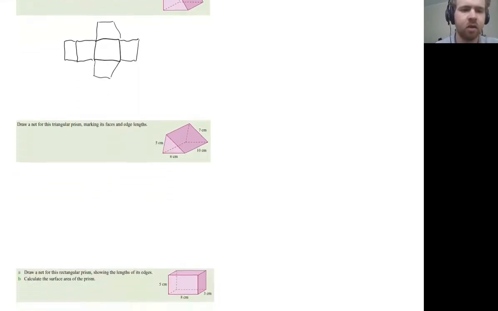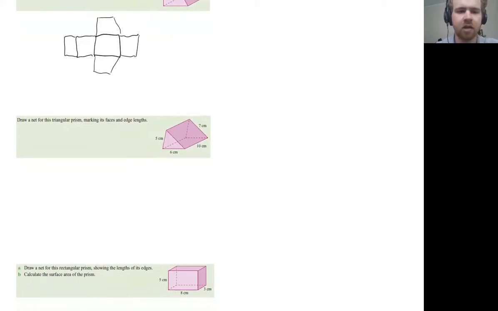Okay. Draw a net for this triangular prism. So I'm going to do the same thing here, but this time we're going to mark the faces and edge lengths on our diagram. So again, I'm going to start with this bottom face, and it's a rectangle. So let's draw that rectangle out. And I need to draw its dimensions. So we've got a 6 centimeter side, and we've got a 10 centimeter side here.